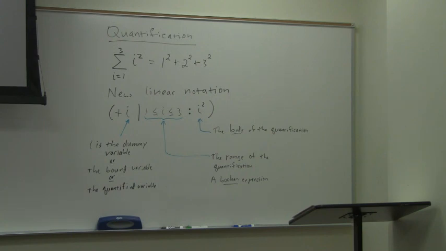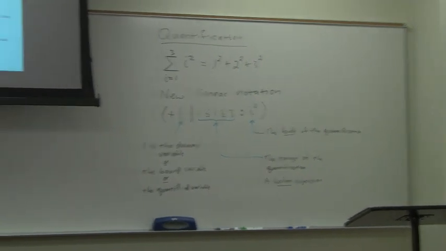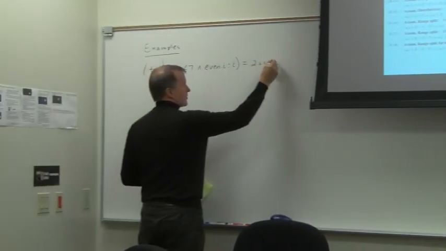What's even dot I? Think about what even dot I means. Even dot I returns true if I is even, and returns false otherwise. It's a Boolean. The range of the quantification is every possible value for I for which the range is true. So 2 plus 4 plus 6. Does everybody see how I did that? So this is 2 plus 4 plus 6.